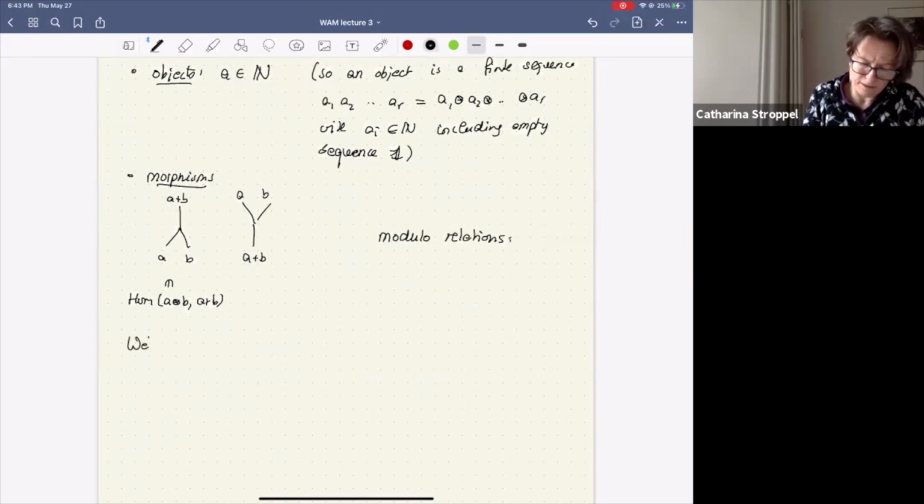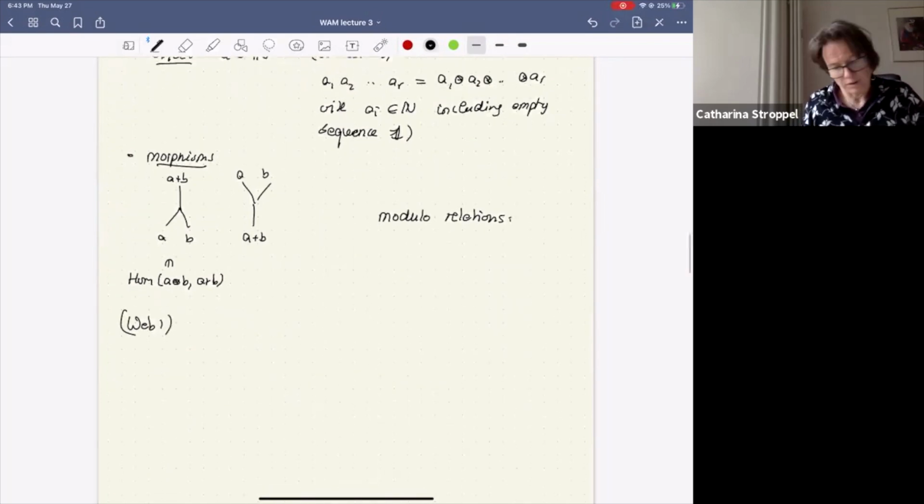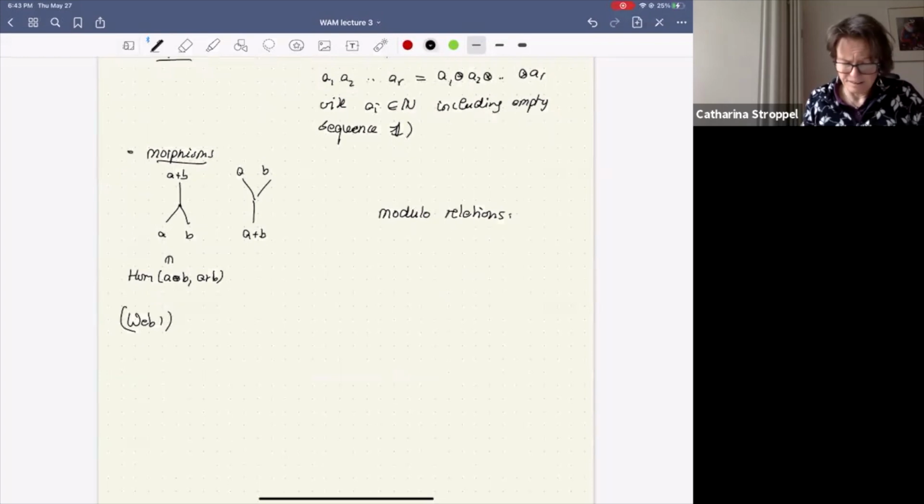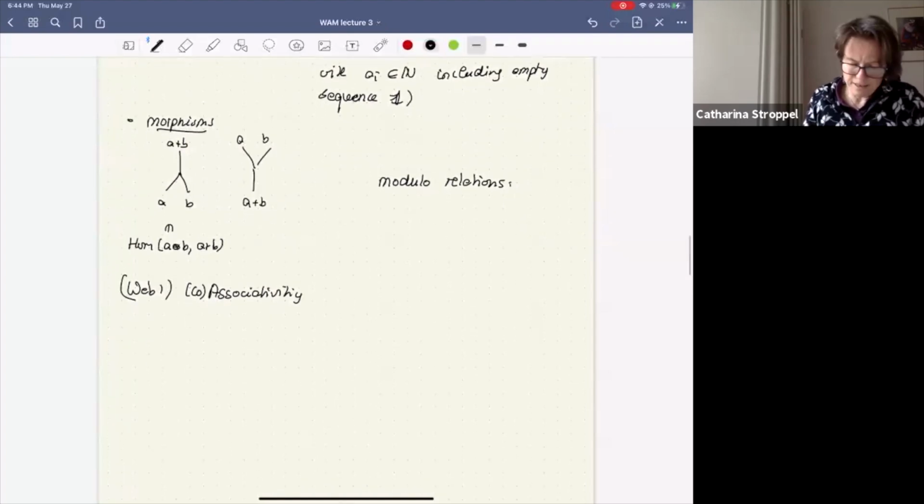So there's only 2 relations which I have to put. Well, 1 relation, or maybe 3 relations, depending how you count. So this is the associativity, or respectively co-associativity. So what is the associativity?